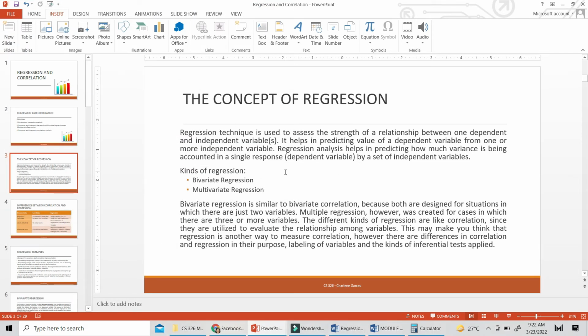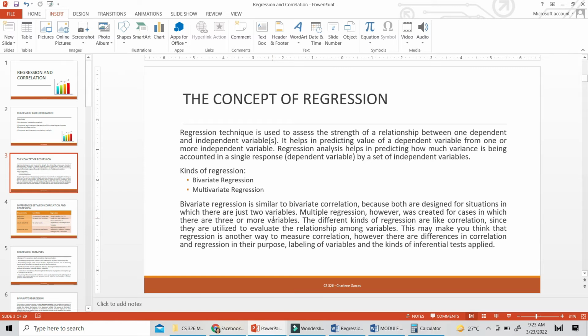So there are two kinds of regression. We have the bivariate regression, and we also have the multivariate regression. When you see bivariate regression, it is actually similar to bivariate correlation, because both are designed for situations in which there are just two variables. So again, what do you mean by variables? Variables are elements, features, or factors that vary or are liable to vary or change. So you have two variables: the independent variable and the dependent variable.